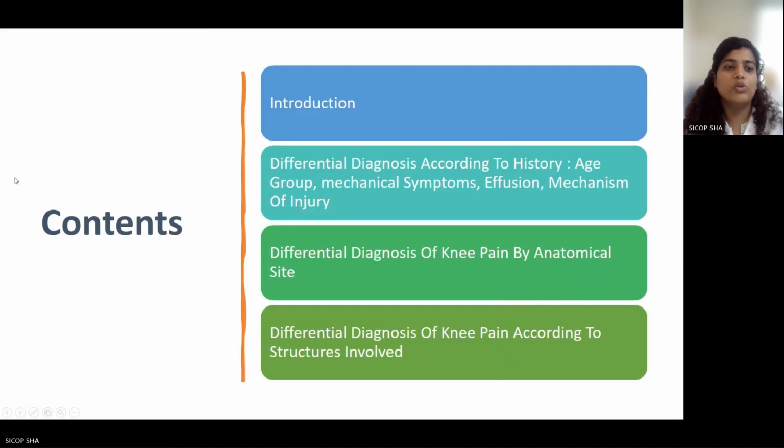So these are the contents for today's presentation. We will be having a brief intro about the knee complex in general, and how we are going to do the differential diagnosis according to various sections: according to history, by the anatomical side, and according to the structures that are involved.